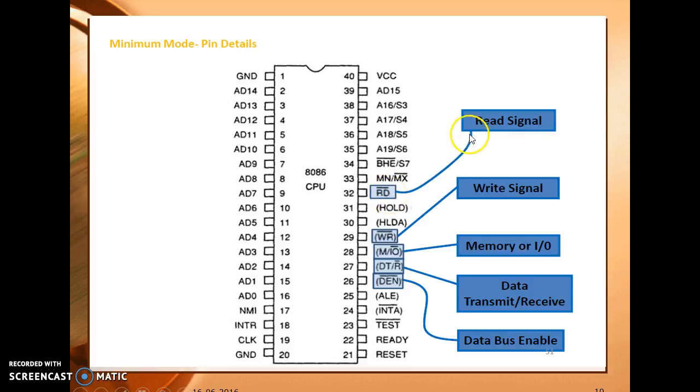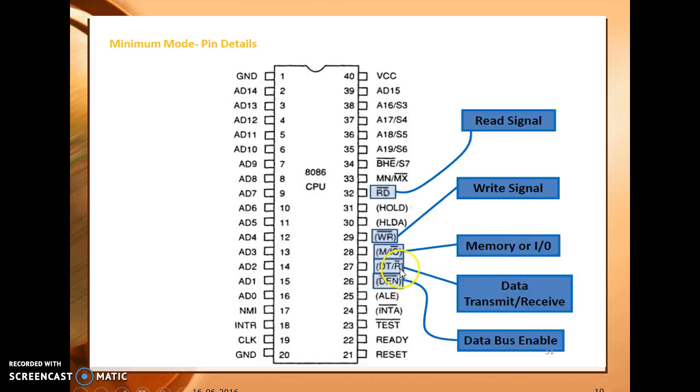First we will discuss minimum mode. RD bar represents the read signal. We can read the data from the memory or the IO device. Then write: we can write the data to the memory and to the IO device. In order to separate memory and IO operation, we have M/IO bar. When this pin 28 value is 1, it is going to perform a memory operation. When it is 0, it is going to perform an input output device operation.